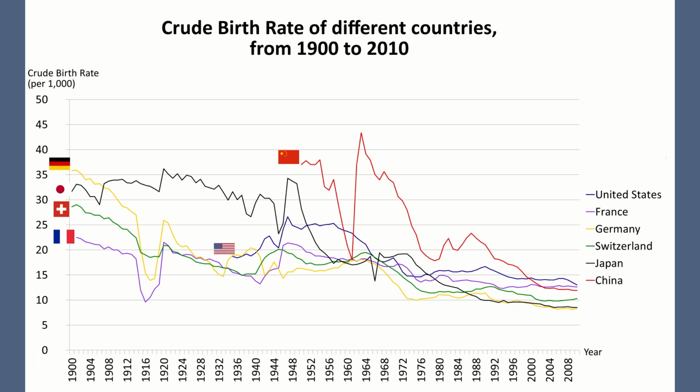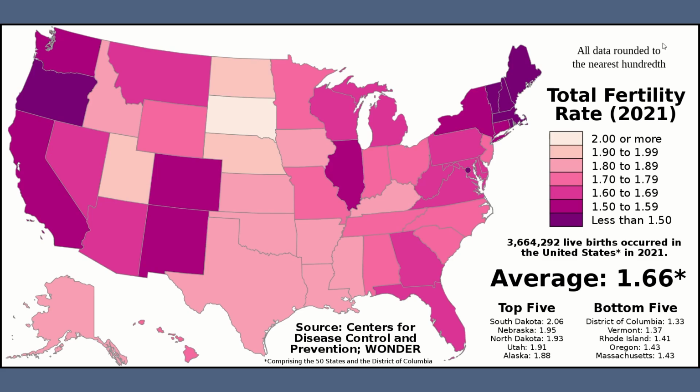The crude birth rate, which is a different measurement but associated with and very similar to fertility rate, is the number of births per 1,000 people overall in a society. And you can see that over time, the last century or so, birth rates have been going down across the world. As you can see here in this map of the United States, the only place that's even close to a replacement fertility rate is South Dakota, which stands at 2.06.